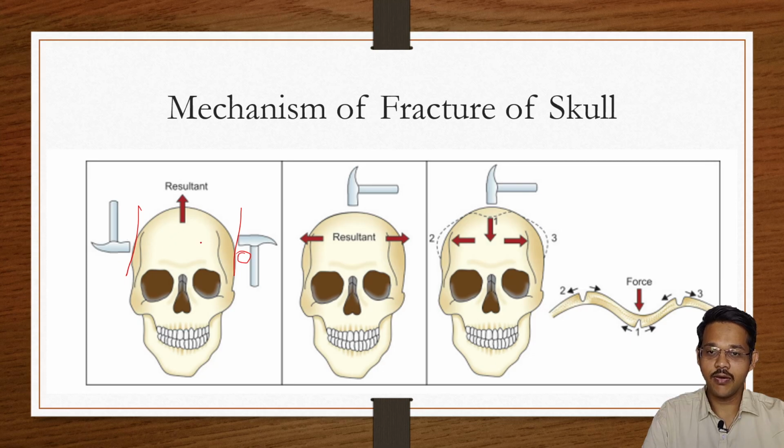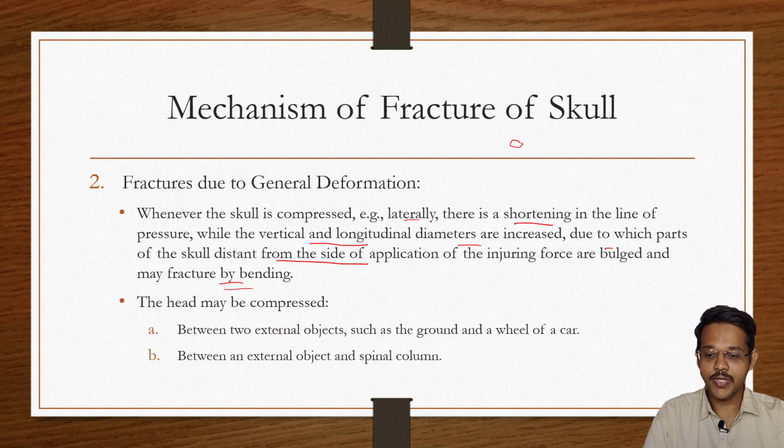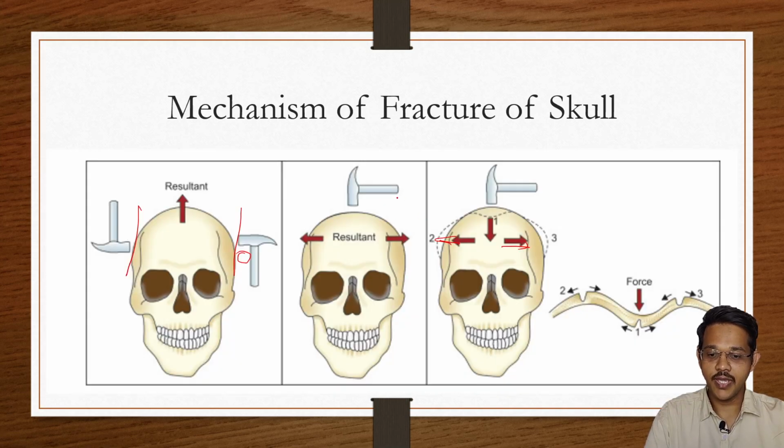So if that is causing the compression, because of compression the skull may bulge out and it may lead to fracture of the skull because of general deformation. The head may be compressed between two external objects such as the ground and the wheel of a vehicle, or between an external object and the spinal column. In the spinal column case, the force is driving vertically, and the head may be driven into the vertebral column, leading to fracture of the base of the skull.